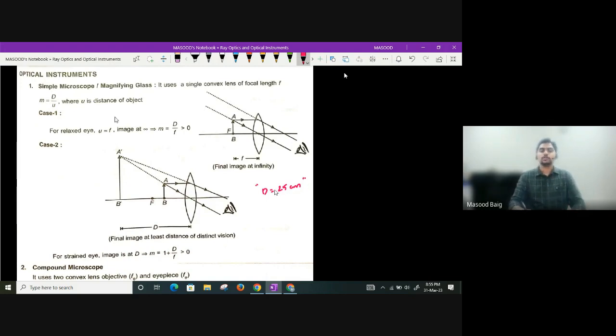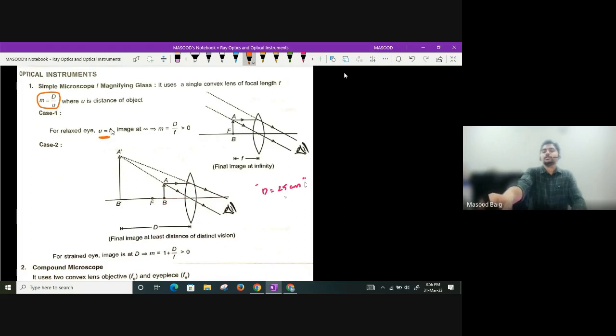So when we talk about simple microscope, it will use only one convex lens. Magnification will generally be given as D by u. Very general formula again. D is least distance of distinct vision. u will be object distance. For relaxed eye condition, you see object distance will be equal to focal length. For strained eye condition, are you bringing the object closer or not?